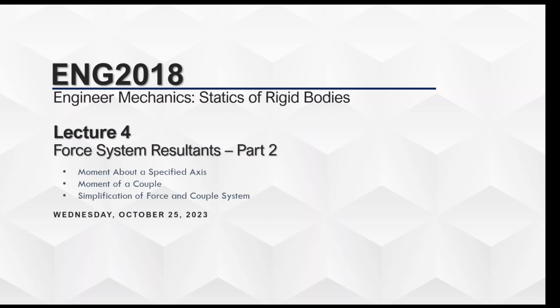Okay, so for part two, we're going to be talking about forces and resultants under moments about a specified axis, moments of a couple, and simplification of force and couple system. We'll start first with moment about a specified axis, and then we'll go through the rest of the bullets in this video. Before this, you've learned about moments, forces and resultants in scalar and vector notation, and trying to use the cross product as well.